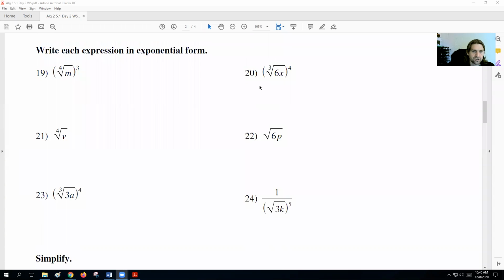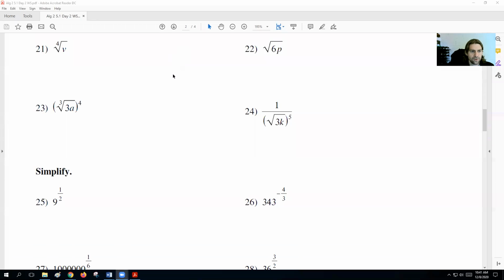19 through 24 is just the reverse of what we just did. Okay, what would the 4th root of m cubed be? Well, let's see that m is our base. The 4th root is 4 and to the 3rd power. So it'd be m to the 3/4 power. What about the cube root of 6x to the 4th? Okay, 6x is our base. It's to the 3rd root, so the 3rd is on our denominator, and 4 goes up high. Pretty easy. All right, and last group here to go over.